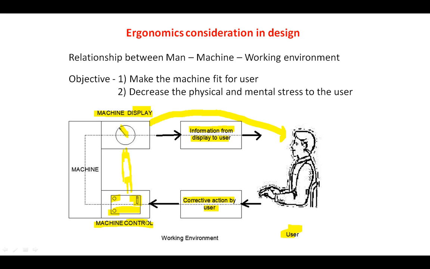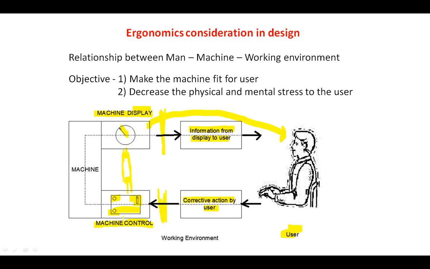So while designing a system, we have to consider these two contact points very critically. This display should be at a proper height where a user can see and read it very easily. So design of display is very crucial from an ergonomics point of view. And the second point of contact is this control.